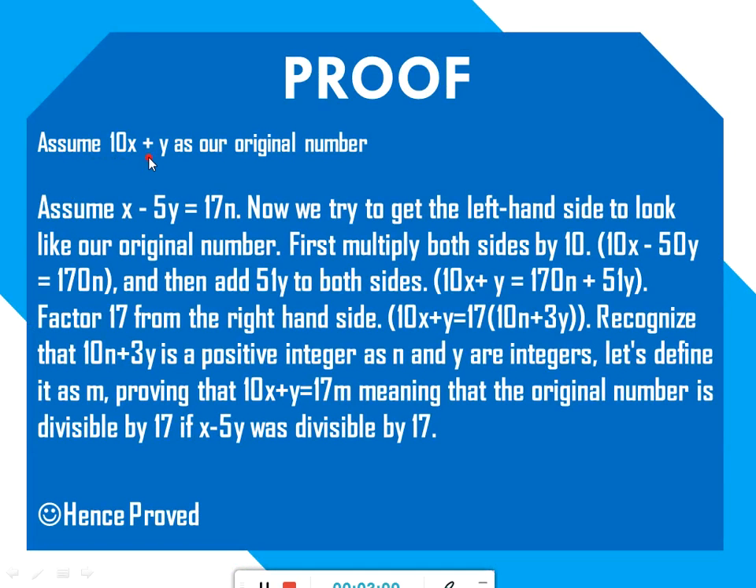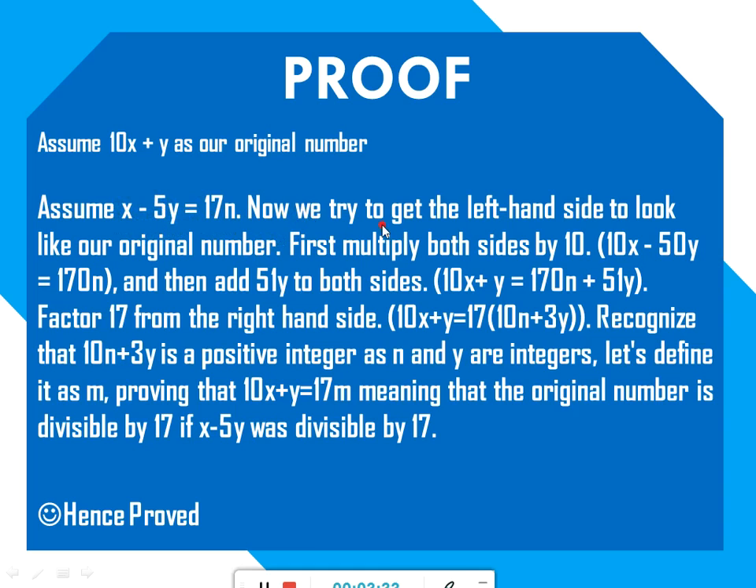Assuming that 10x plus y is my original number, that is the expanded form for xy, where x is in the tens place. This is my number over here, 10x plus y, and according to my theorem, the divisibility rule, x minus 5y equals 17n, which is nothing but the remaining digits minus 5 times my unit digit equals something divisible by 17. So we are assuming that x minus 5y is divisible by 17.